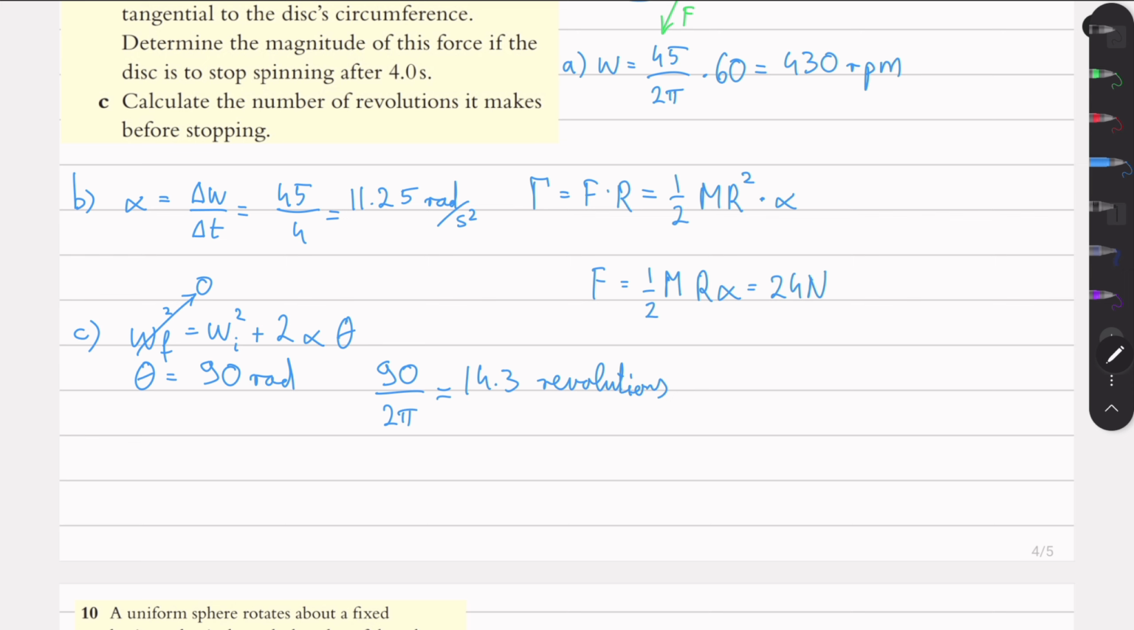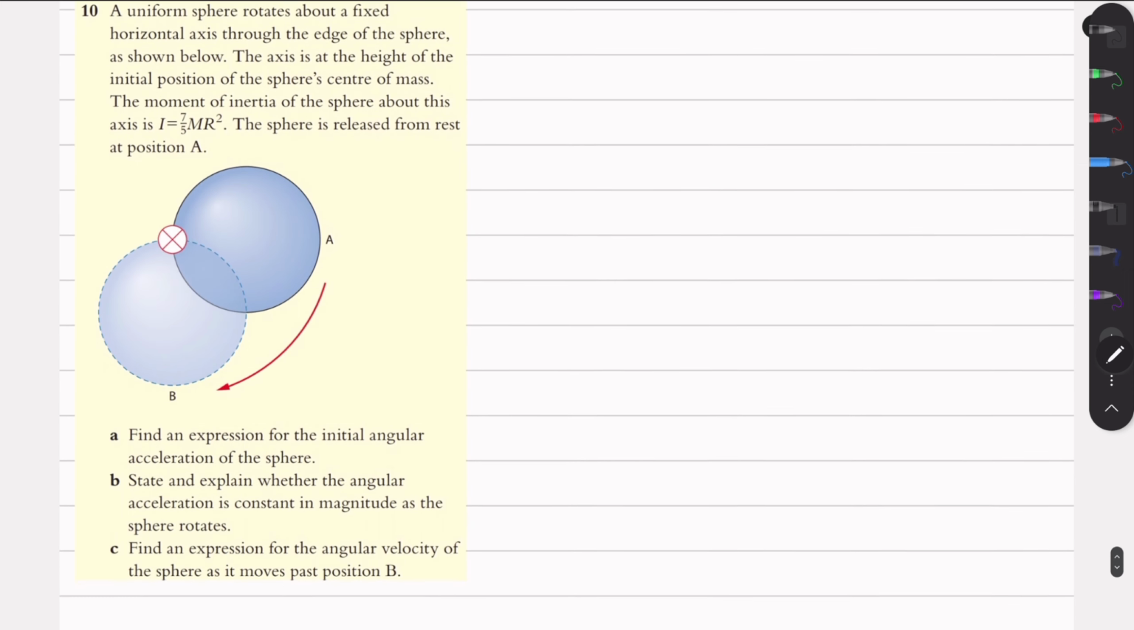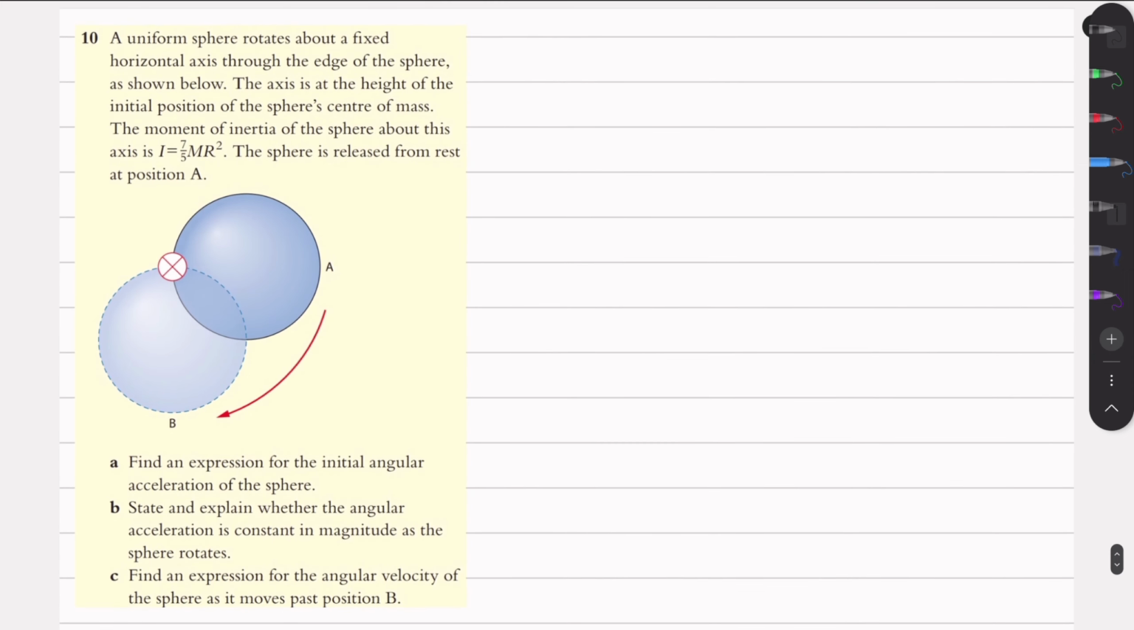All right. And then question 10, the last one for this video. We have a uniform sphere rotating about a fixed horizontal axis through the edge of the sphere, so over here. The axis is at the height of the initial position of the sphere's center of mass, so over here. The moment of inertia of the sphere we're given. We need to find an expression for the initial angular acceleration of the sphere.